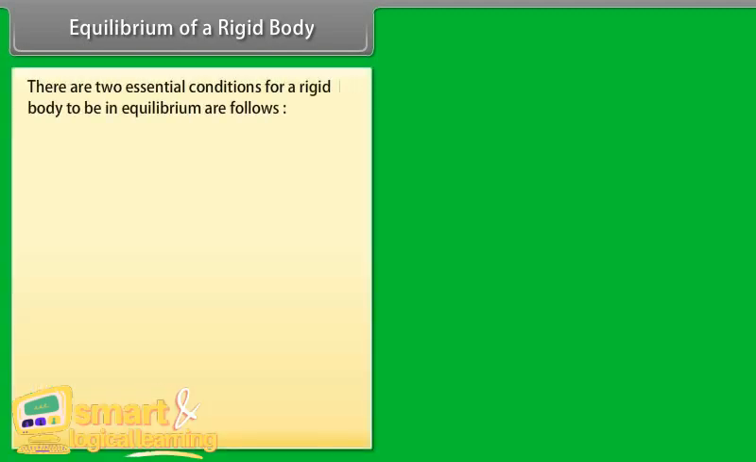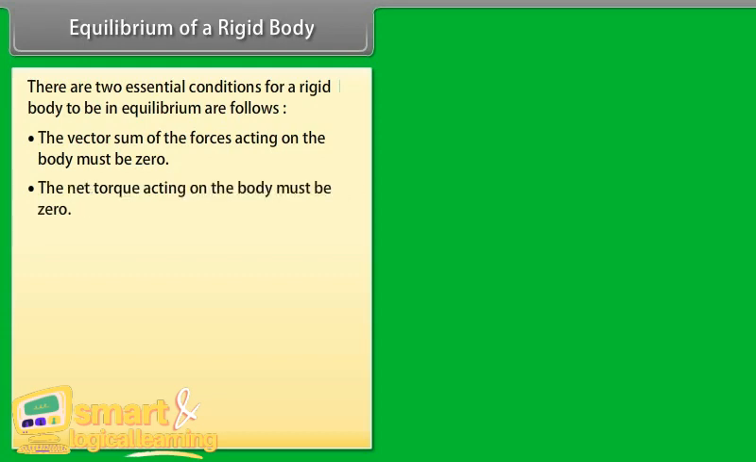Equilibrium of a rigid body. There are two essential conditions for a rigid body to be in equilibrium. The vector sum of the forces acting on the body must be 0. The net torque acting on the body must be 0.